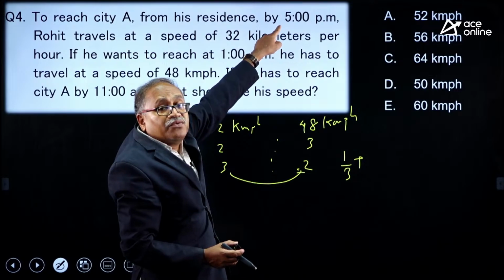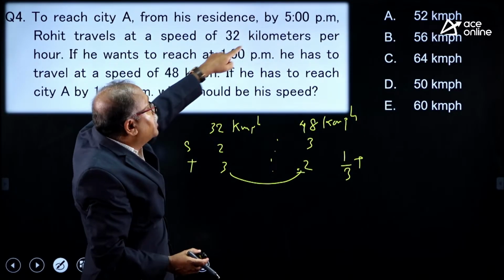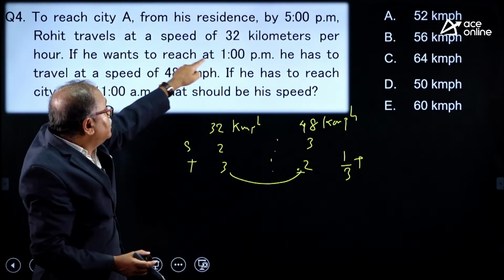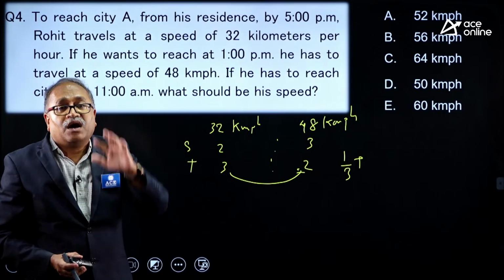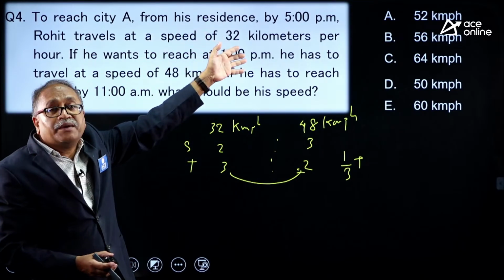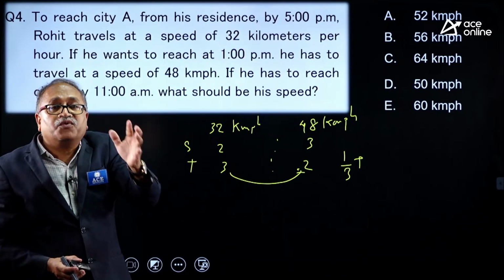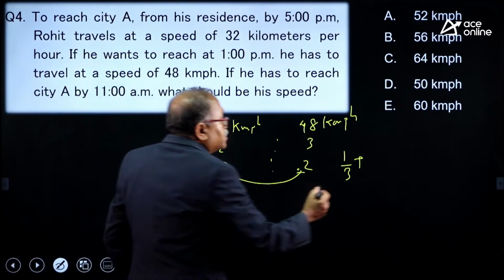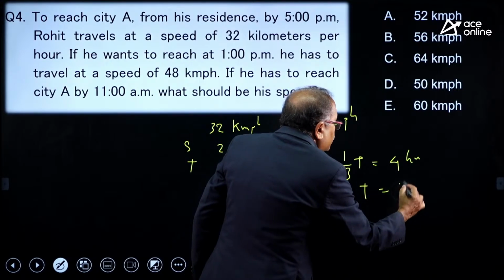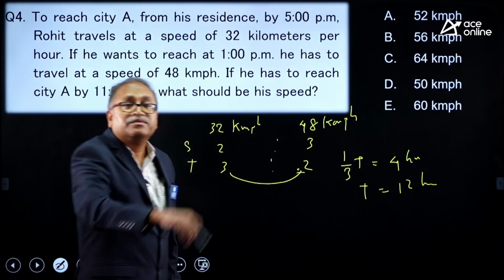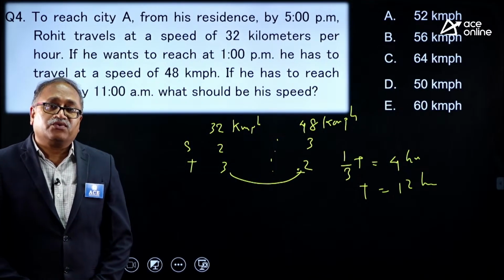He was reaching by 5 in the evening in the first case, but at the second speed he is reaching at 1 p.m. in the afternoon. So, 1 p.m. to 5 is 4 hours. So, 1/3 of the time is equal to 4 hours. Then what is the actual time? Actual time is 12 hours. So, he takes 12 hours.